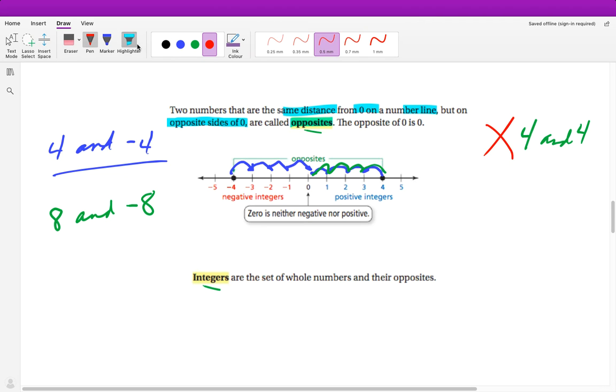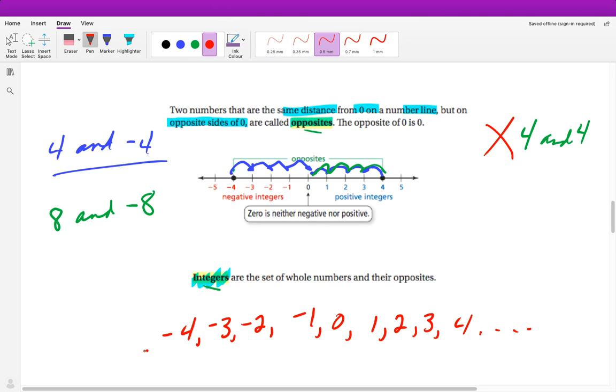All right, and the last definition before we move into any examples is this integers. And all integers are, is you guys should have learned what whole numbers are. And now whole numbers are or integers are all the whole numbers. Now we're including their opposites. So it's going to give us positive and negative numbers. So in this case, it would be -4, -3, -2, -1, 0, 1, 2, 3, 4, and to infinity in both directions. Any of these numbers are considered integers.